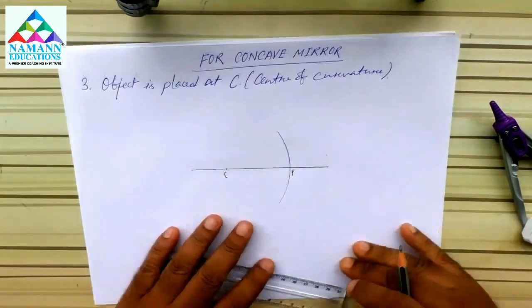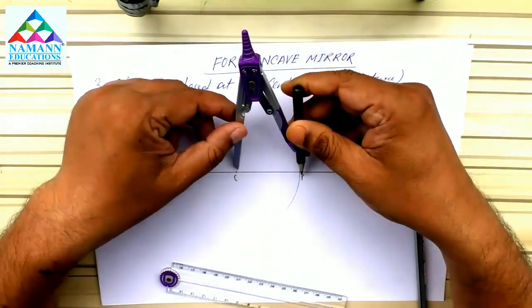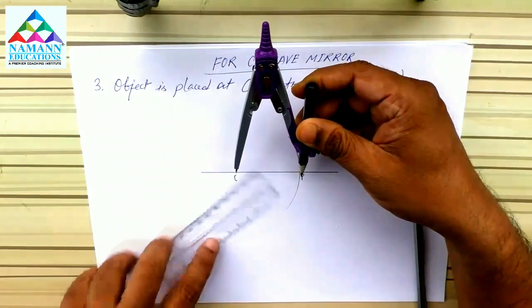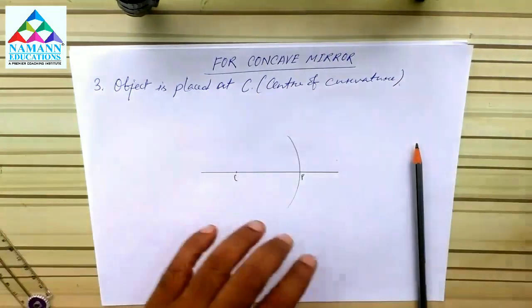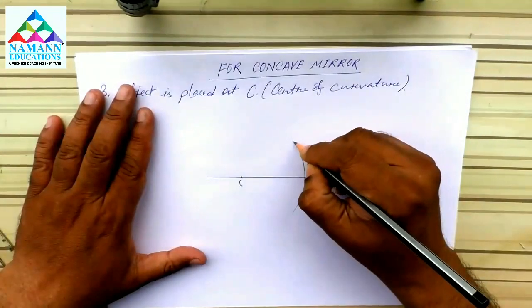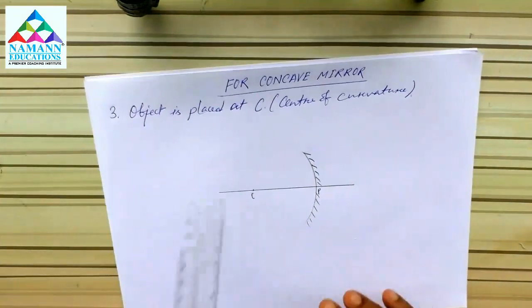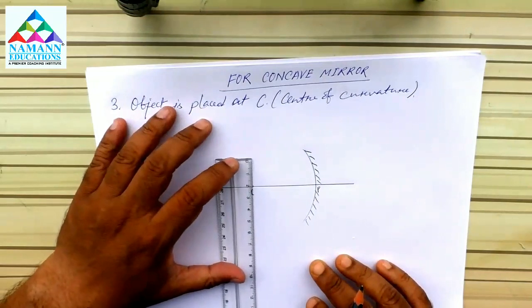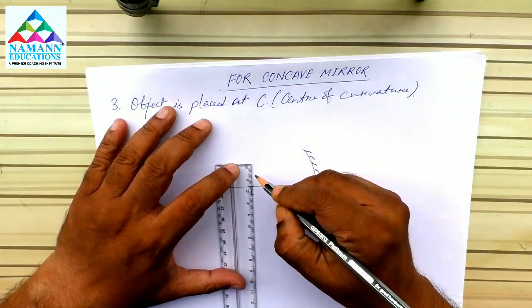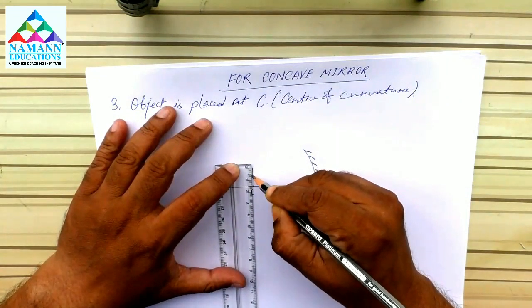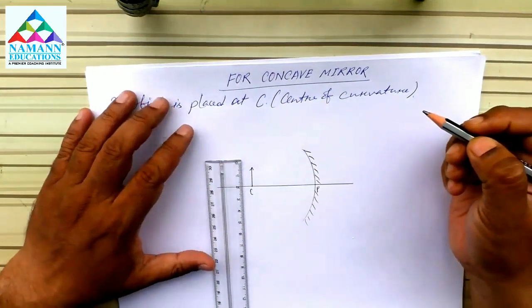The length of the line joining C and P is the radius of curvature, and I considered this gap to be 5 centimeter for convenience. Okay, and the mirror has to be polished. Now an object is placed at center of curvature. I am taking it as 1.5 centimeter, and we know that if object is placed at center of curvature, image is also formed at center of curvature.